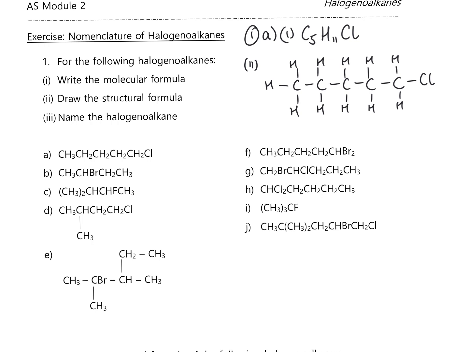And then how do we name that? Well, we can see that our longest chain is 5 carbons long, so it's going to be a pentane. Our chlorine group is on carbon number 1, so this is called 1-chloropentane.